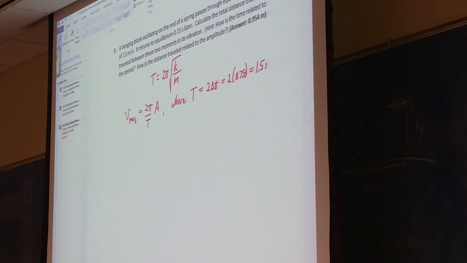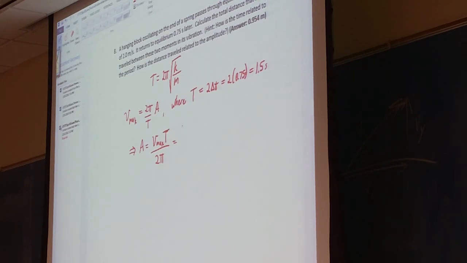All right, so we solve this for amplitude. That's going to give us Vmax times t divided by 2 pi. All right, and Vmax is our 2 meters per second. Our period is 1.5 seconds. And so basically this is just 1.5 divided by pi.